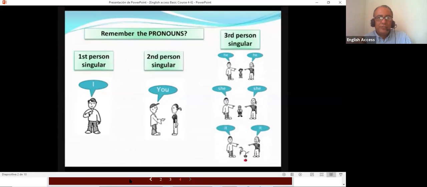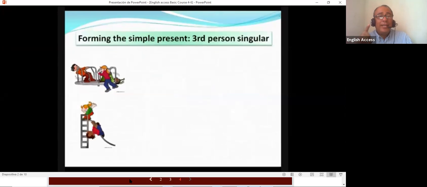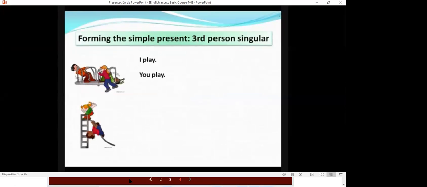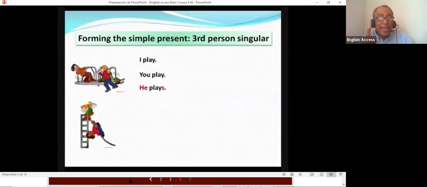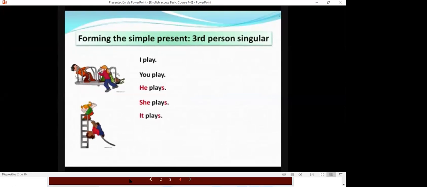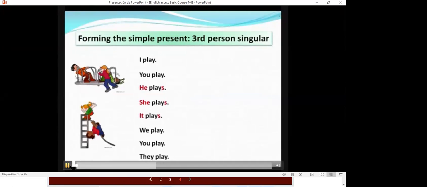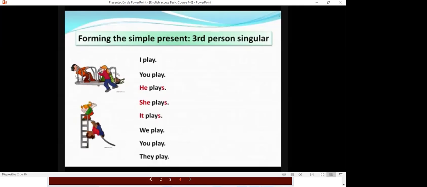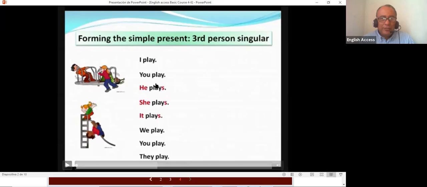The verb changes only in affirmative. For example, repeat after me. I play. You play. He plays. She plays. It plays. We play. You play. They play. As you can see, only with he, she, or it, the verb changes.